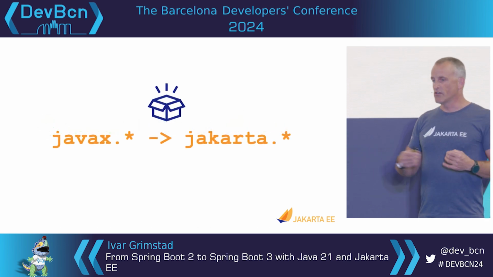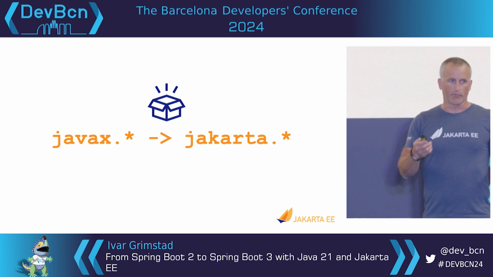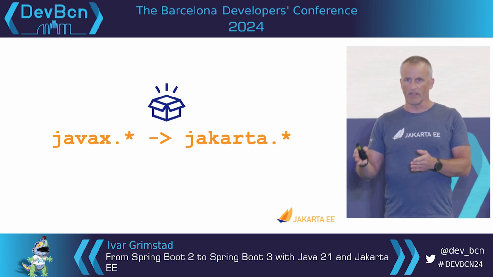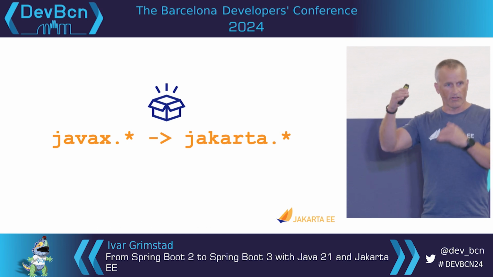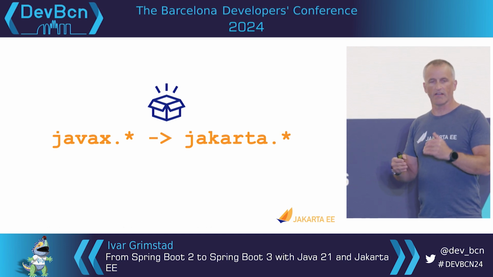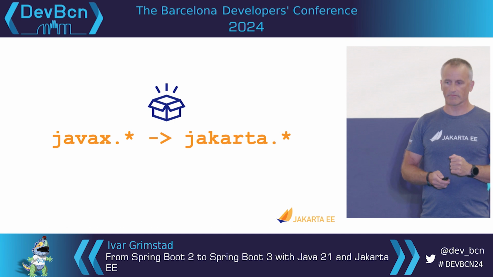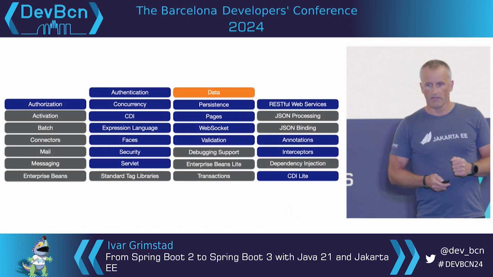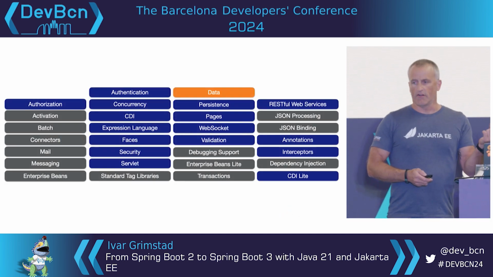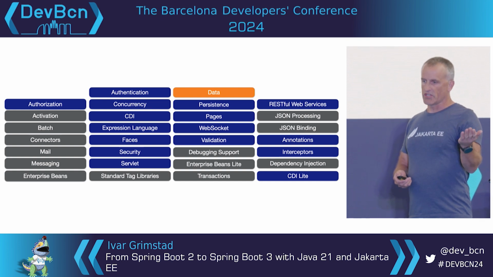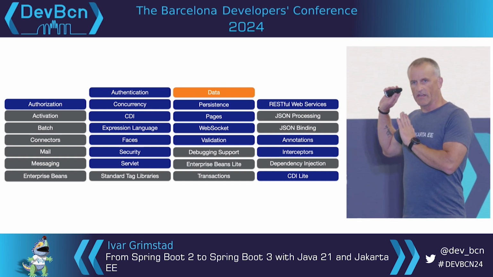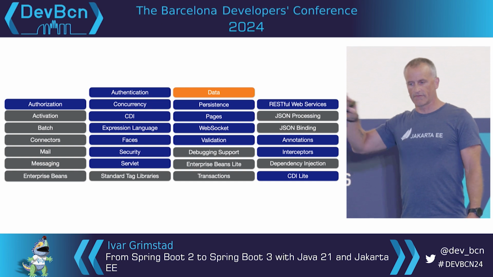And if you hadn't noticed before, you probably noticed when you upgraded from Spring Boot 2 to Spring Boot 3 and got the namespace change in your code base and suddenly discovered a lot of compilation errors. The next version of Jakarta EE will be Jakarta EE 11, and that will look like this. So it's a fair amount of updates.